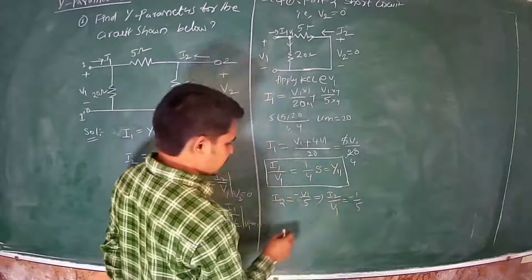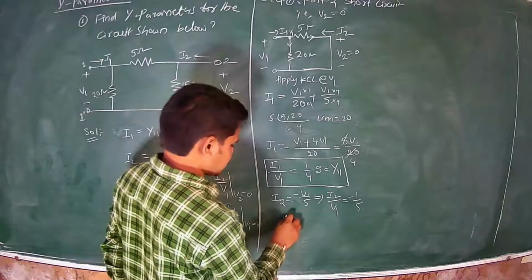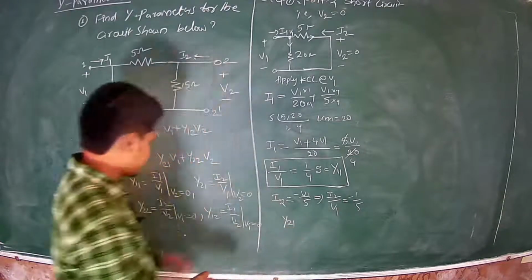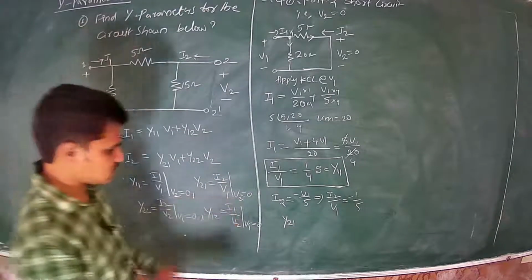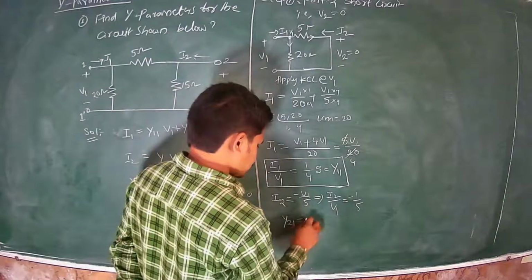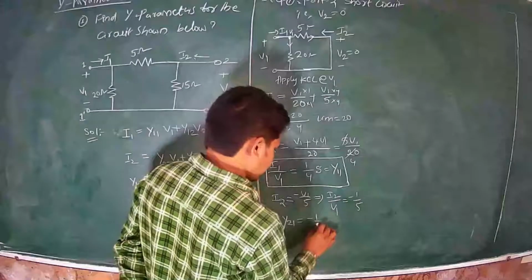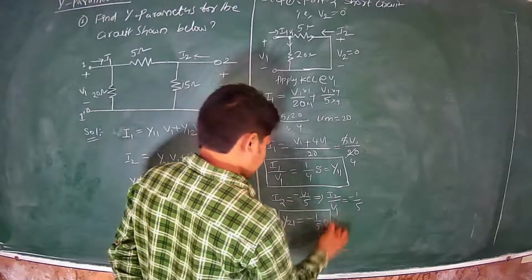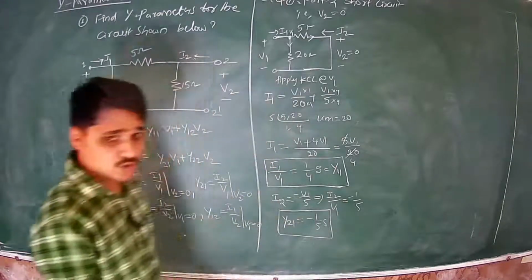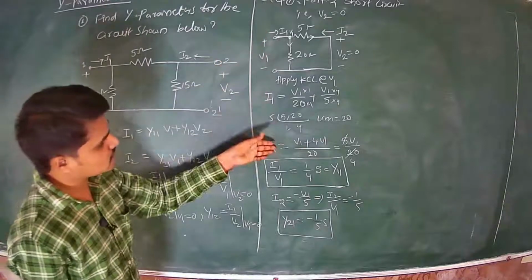So what is I2 by V1? I2 by V1 is Y21, which at V2 equal to 0 is minus 1 by 5 Siemens. So these are the step 1 procedure.